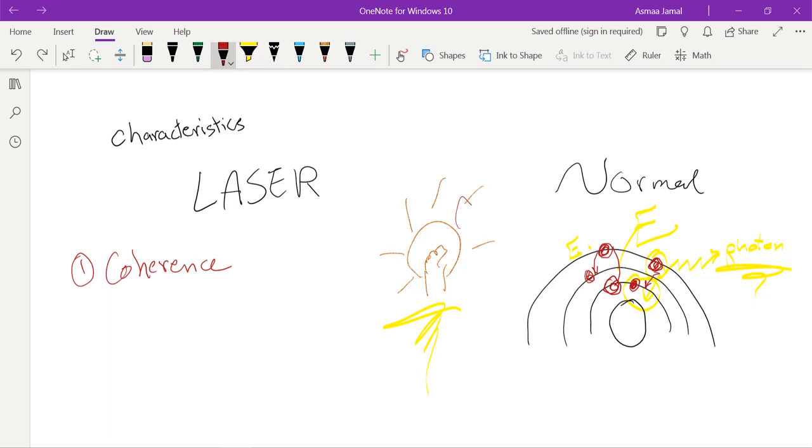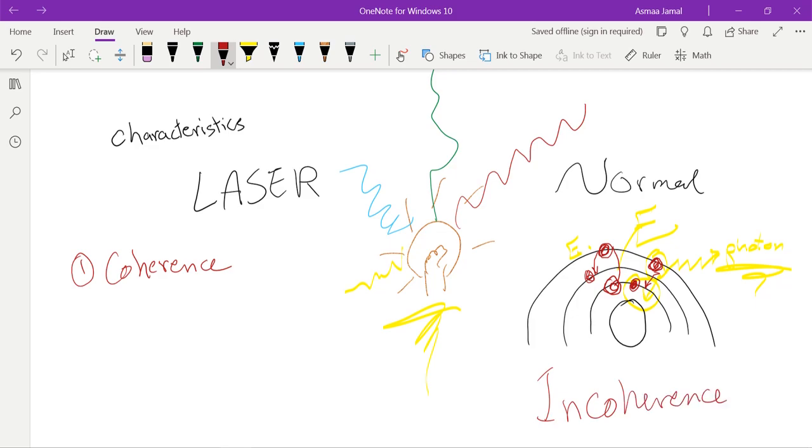So the ordinary light will emit like that in different wavelengths and different frequencies, meaning the ordinary light is incoherent. And those electron transitions occur naturally at different times with different wavelengths and frequencies.